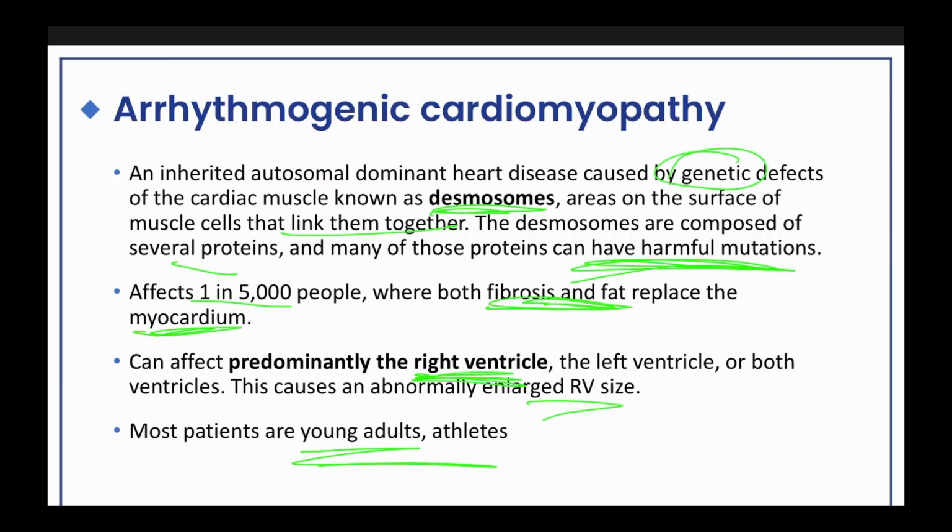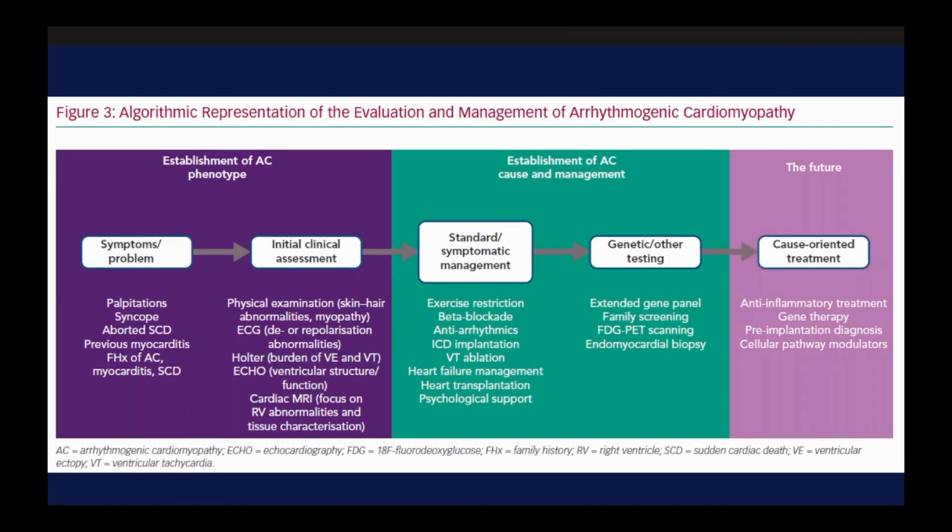Most of these patients are young adults as well. So the ages matter. Hypertrophic cardiomyopathy can occur in kids. The dilated one, not so much. Restrictive, young adults, athletes as well. Although the arrhythmogenic one too.